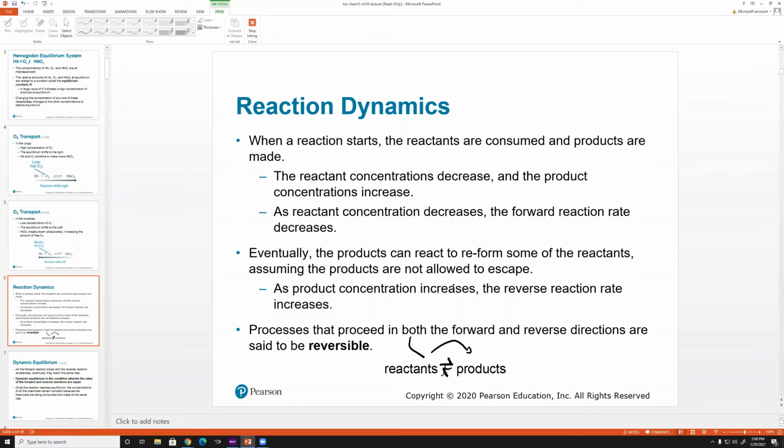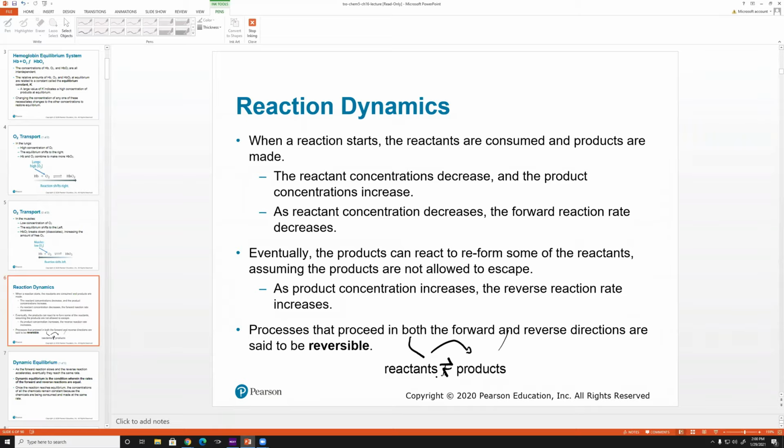You can picture this. That's what we call a dynamic equilibrium, because both things are happening at once. The reactants are decreasing, the products are increasing. The forward reaction starts out very high, but then decreases, and the backwards reaction starts out very low, but then increases when there's more product. Eventually, we reach an equilibrium where the rate of the forward reaction is the same as the rate of the reverse reaction. That's what we call dynamic equilibrium.